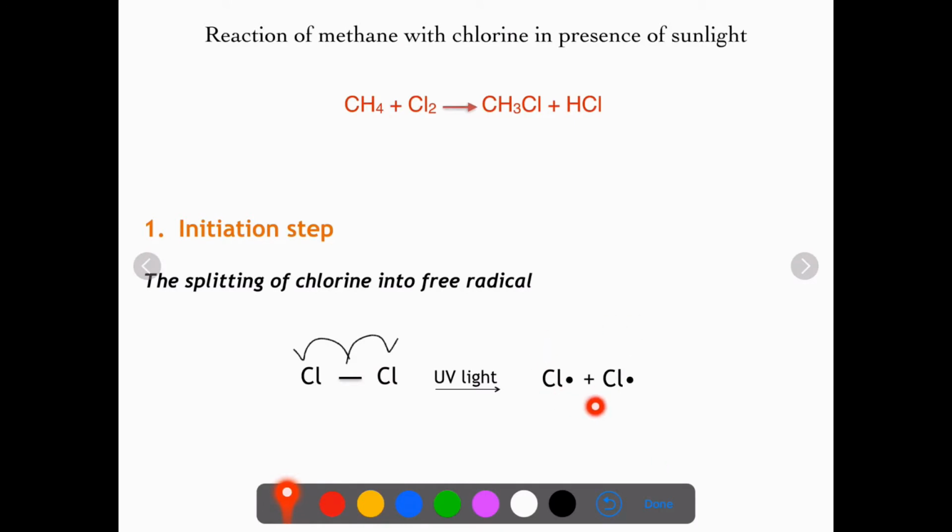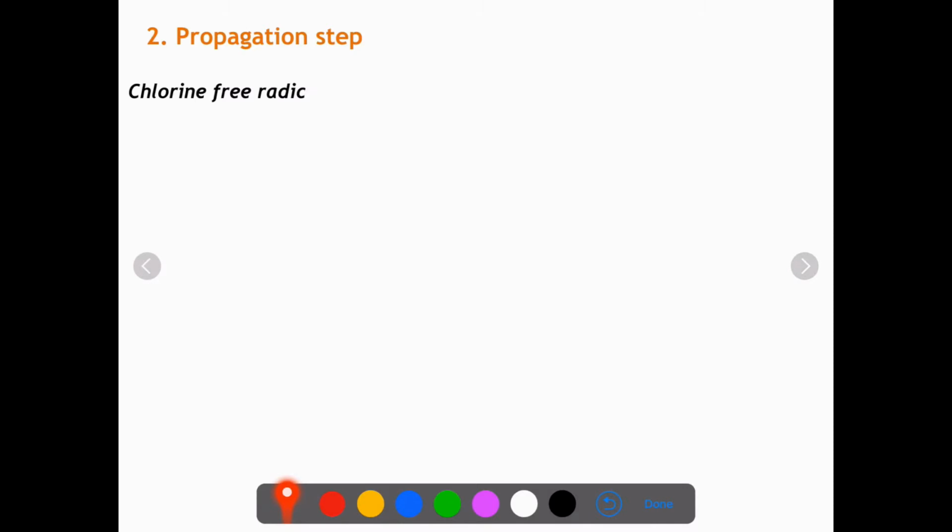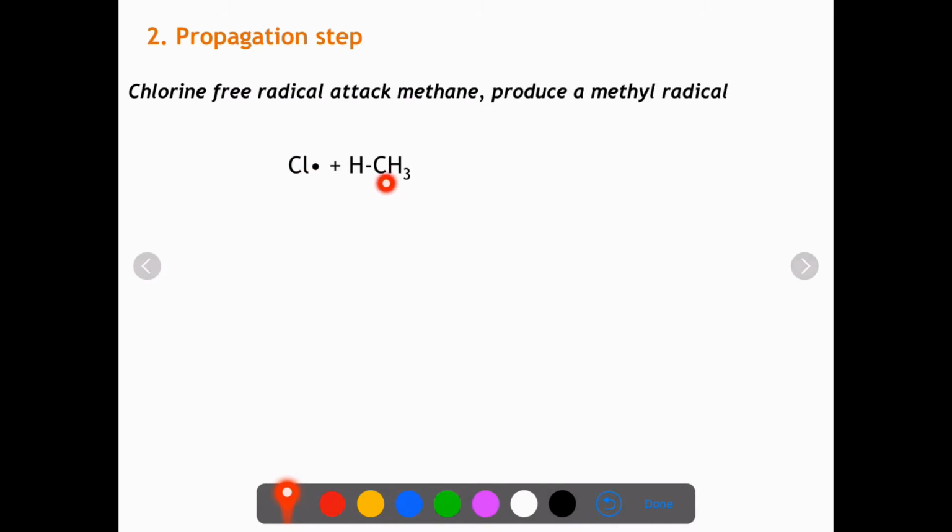And any radicals are very reactive. Hence, in the first step of the propagation process, the chlorine radical will attack a methane molecule, which makes one of the CH bonds in methane undergo homolytic fission to form methyl radical and hydrogen chloride. The hydrogen and chlorine radical will then combine to form hydrogen chloride. This is the methyl radical.